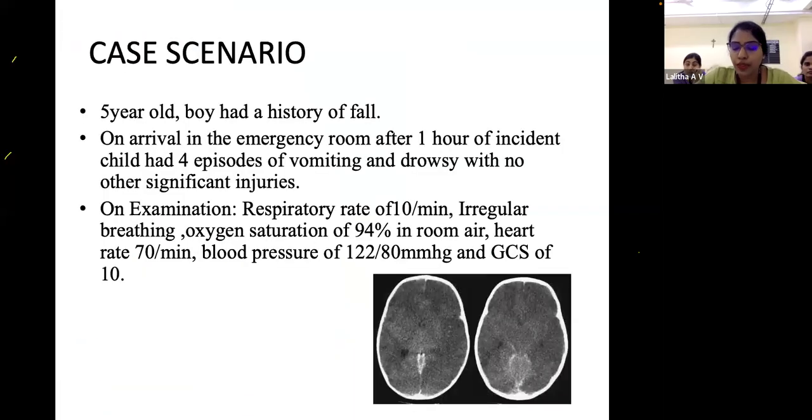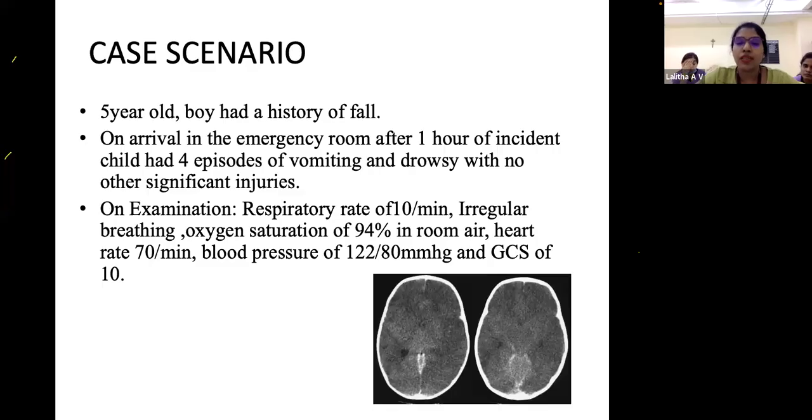So there are various conditions which can have normal resistance and normal lungs. I'll take you through a scenario. This is a 5-year-old child who is brought with a history of fall. On arriving in the ER, he has a respiratory rate of 10. He's in respiratory failure, he's hardly breathing. Irregular breathing is there. Saturation is, though, maintained. His blood pressure is high, and heart rate is 70.